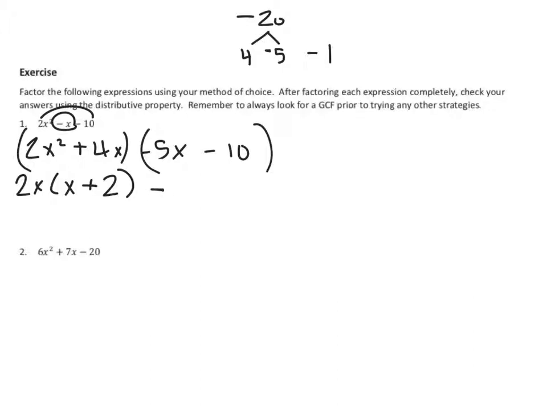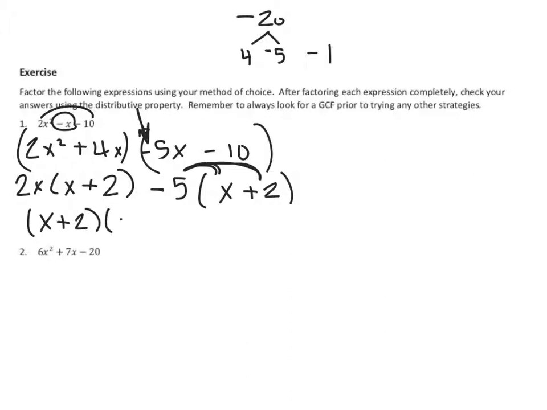Whenever I have a negative here, every single time I want to factor out a negative, and I'm going to factor out a negative 5, and I'm left with x plus 2. If I distributed that back, I would get negative 5x minus 10, which is what I started with, so I know I'm right. Now factor out the binomial, write down what is left, and I'm done.